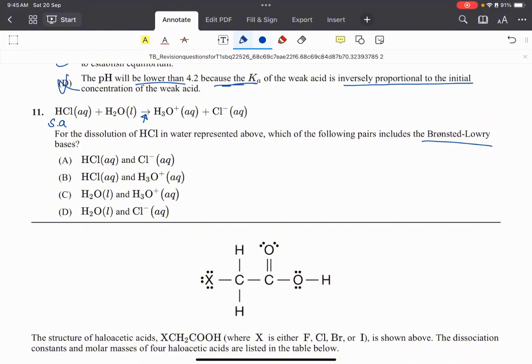Which of the following pairs include the Bronsted-Lowry bases? So, HCl... base. So they're not looking at a Bronsted-Lowry pair. They are simply looking at the base. Acid, base, conjugate acid, conjugate base. So base, base. It's D.